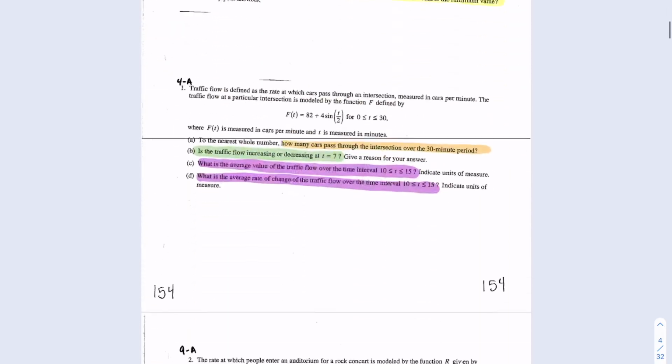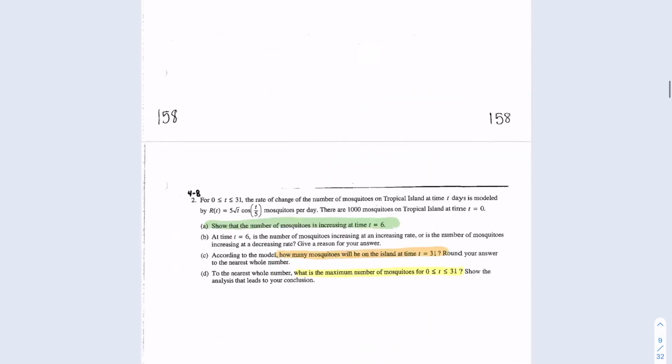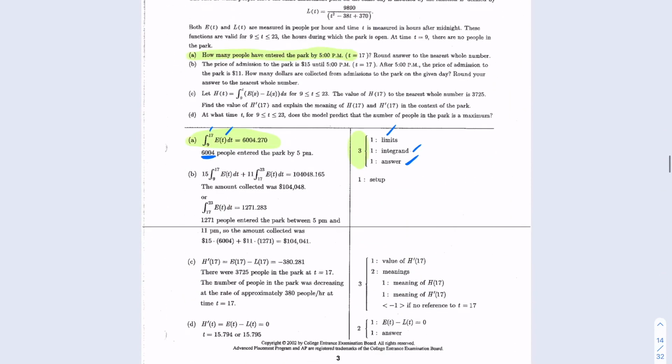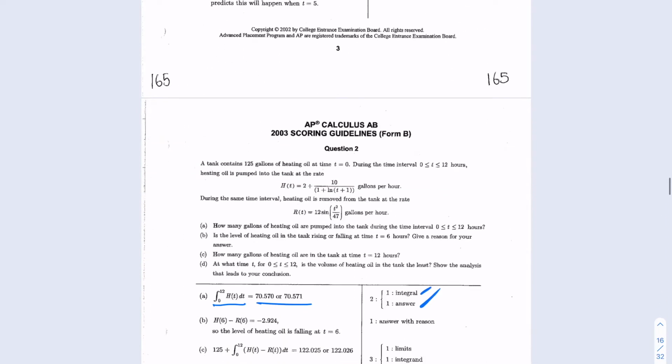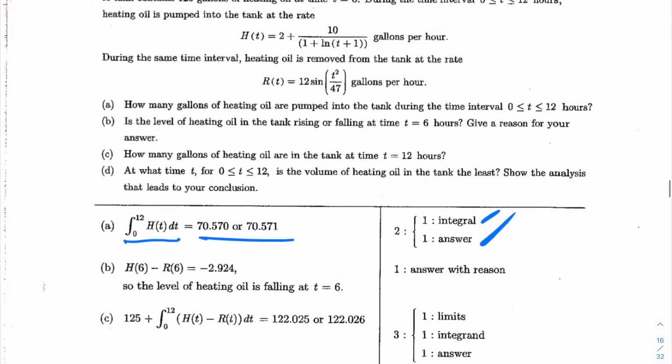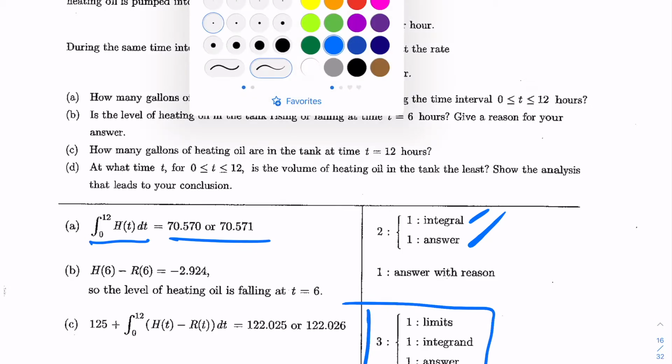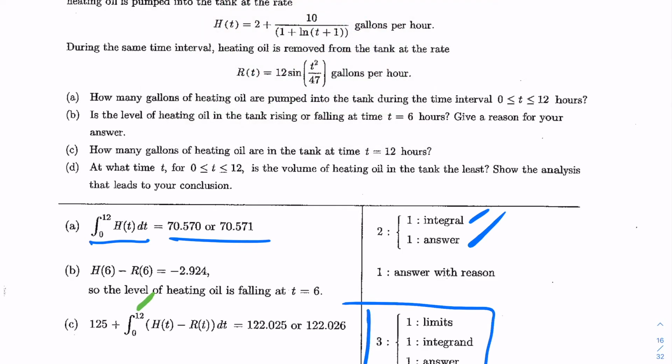If you take a look at part C, and this is where I'll end it. This is a 3-point question here. A lot of points. You get a point for the limit, which are the bounds from 0 to 12. You get a point for the integrand.